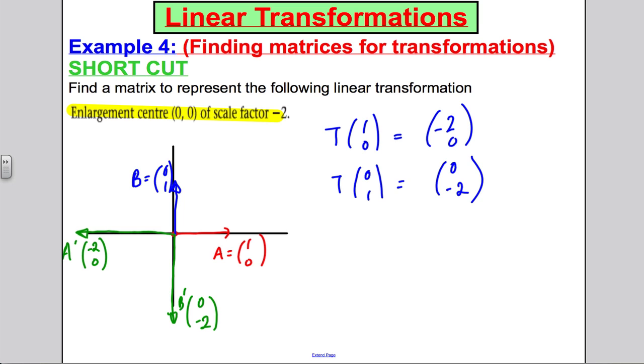This here must be the first column. This here must be the second column of that matrix. So therefore the matrix must be negative 2, 0 and 0, negative 2. And that represents an enlargement center (0, 0), scale factor negative 2. And that's all I wanted to say on finding matrices for transformations.